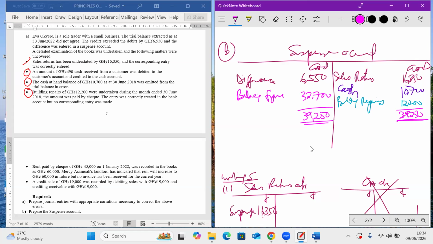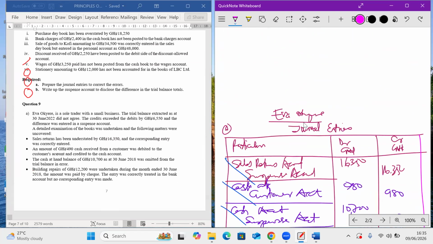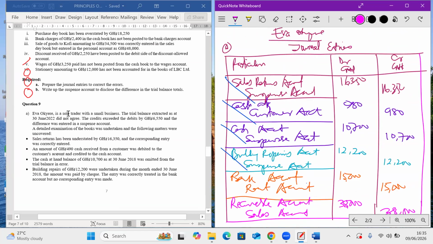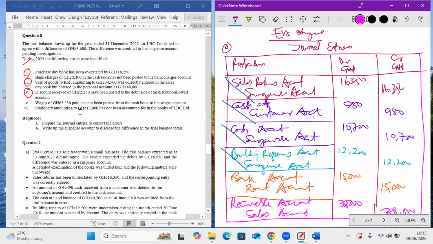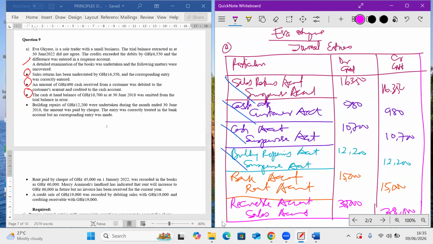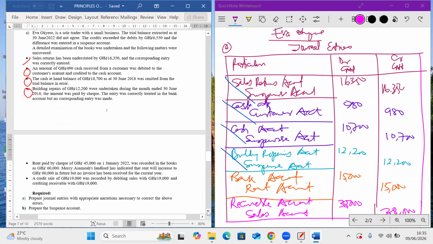Just a recap. When a question is placed before you, write the name of the entity at the top, in ink, in pen. Don't use black pen, use blue pen. Then two, you go to the requirement quickly. The requirement says: prepare journal entries with appropriate narrations necessary to correct the above errors.